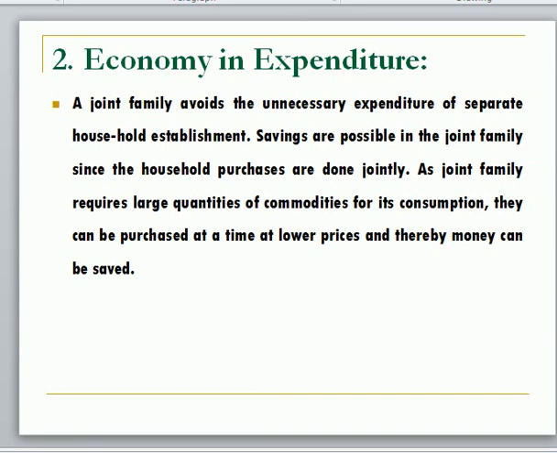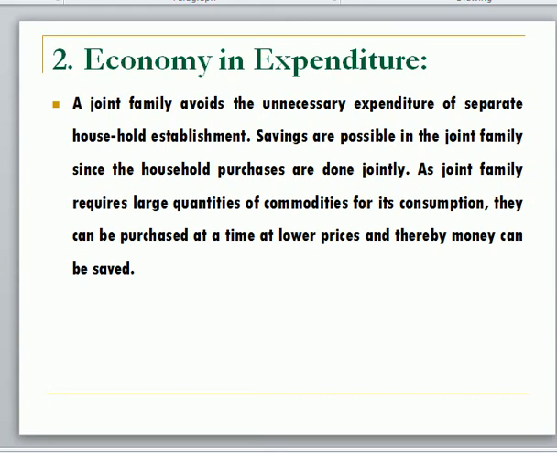Economy and expenditure. It means a joint family avoids unnecessary expenditure of separate household establishments. Savings are possible in the joint family system. Since the household purchases are done jointly, a joint family requires a large quantity of commodities for its consumption. They can be purchased at a lower price, and thereby money can be saved. Mainly, the joint family system prevents unnecessary expenses, because they don't consider that every family member should live separately in their own household, but they are living under one roof.